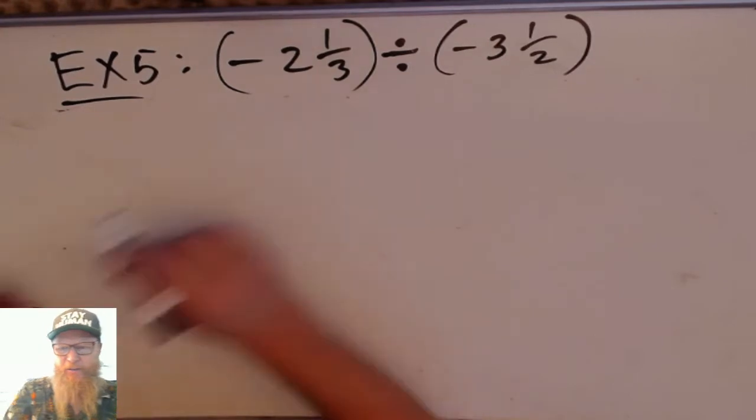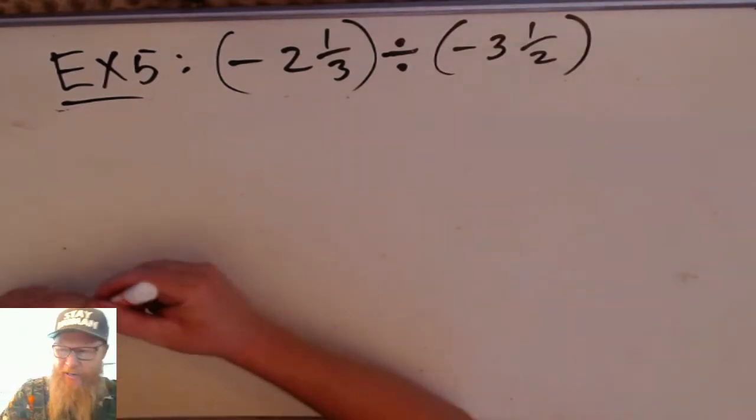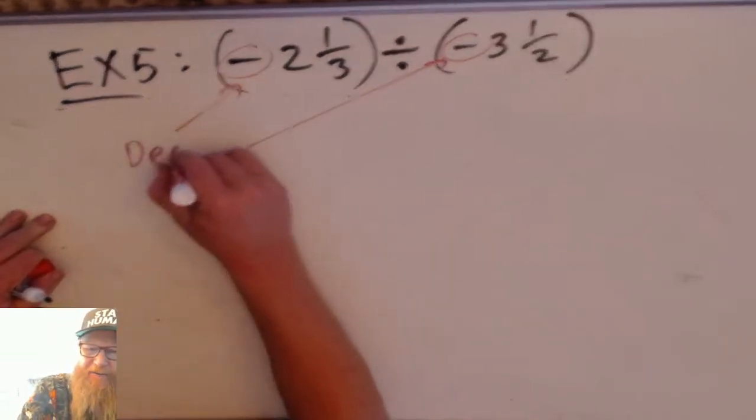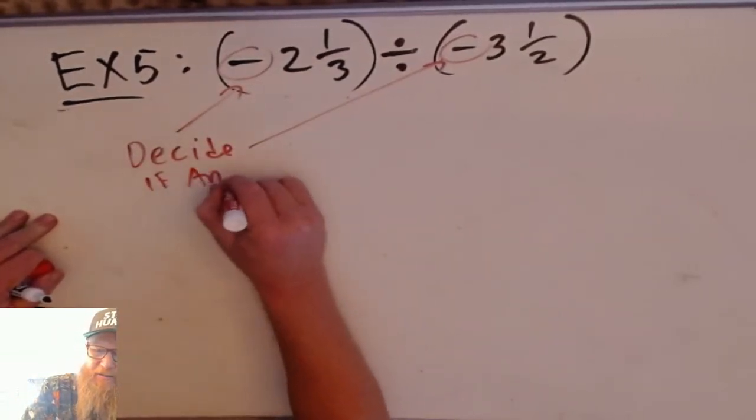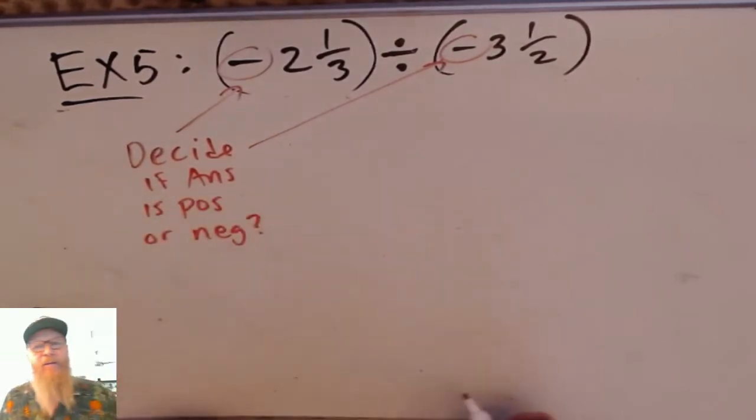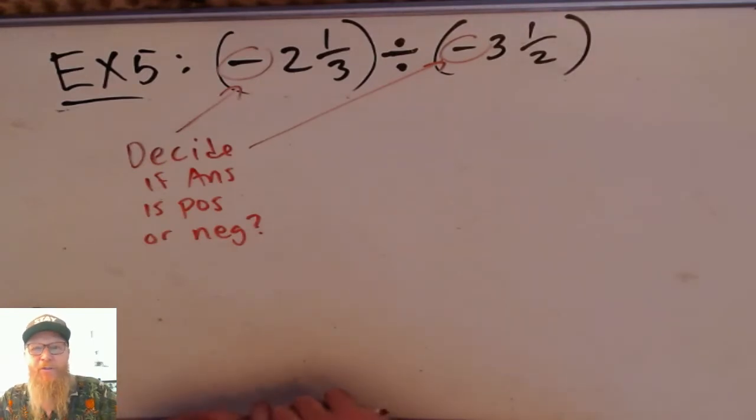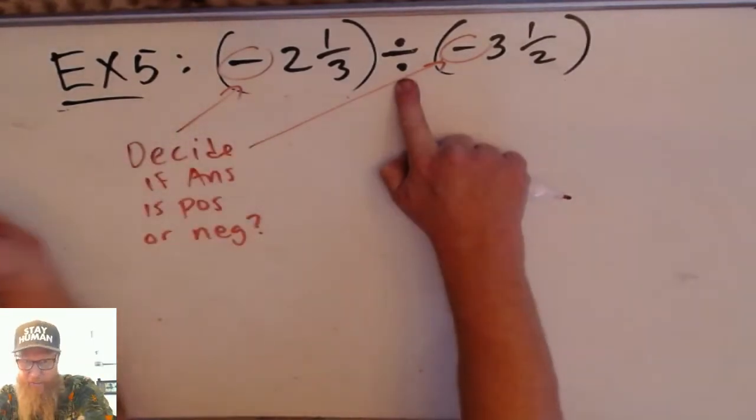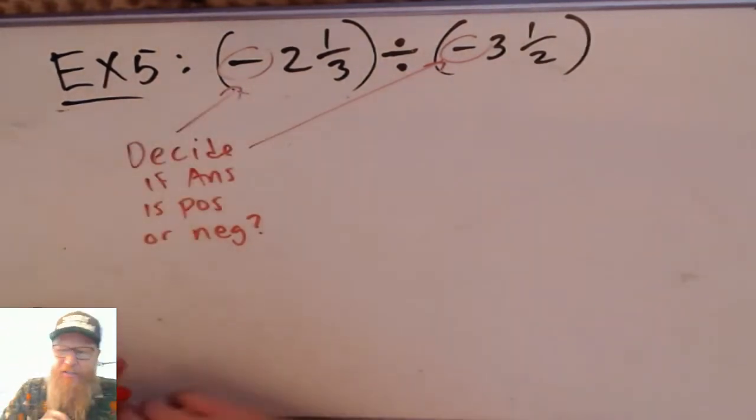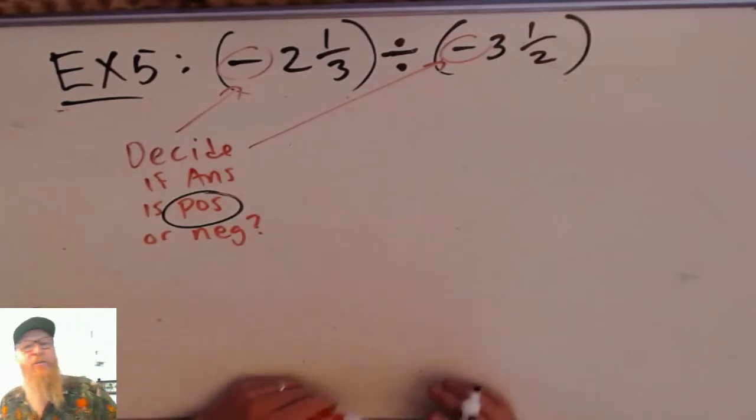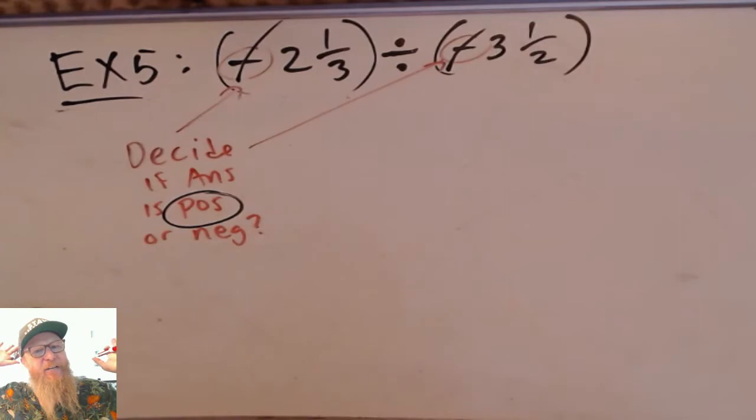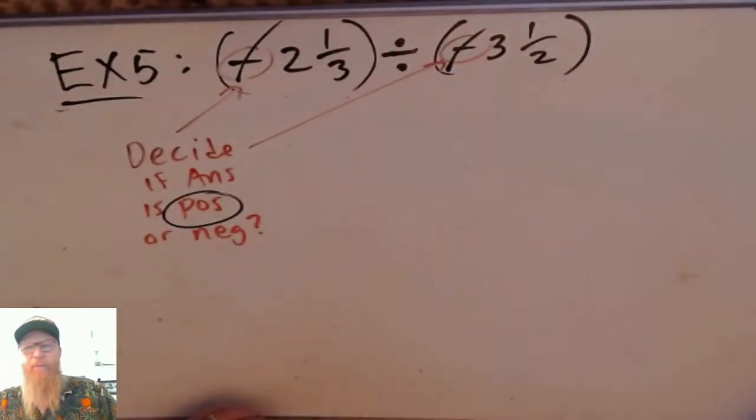First thing you want to do, before you do any math, decide if the answer is positive or negative. Yeah, and I'm just reviewing the old rules. We are dividing, so make sure you know what you're doing, and you're dividing a negative divided by a negative. So you already know the answer is going to be positive. So now we can cross off those negatives, and we know that our answer is going to be positive.